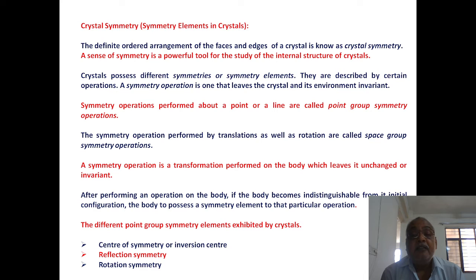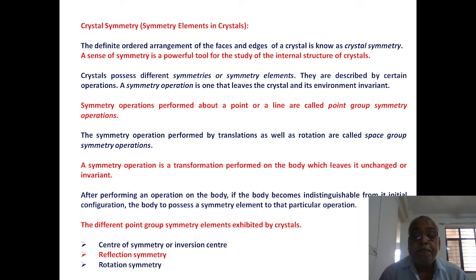Where symmetry है, there will be symmetrical operation. A symmetry operation is one that leaves the crystal and its environment invariant. यानी सिमेट्री ऑपरेशन किसी भी क्रिस्टल में लगाया जाएगा, अगर वो वैलिड ऑपरेशन होगा तो क्रिस्टल और उसका एनवायरनमेंट उस ऑपरेशन से इनवेरिएंट रहेंगे. Symmetry operations performed about a point or a line are called point group symmetry operations. Symmetry operations performed by translation as well as rotation are called space group symmetry operations.